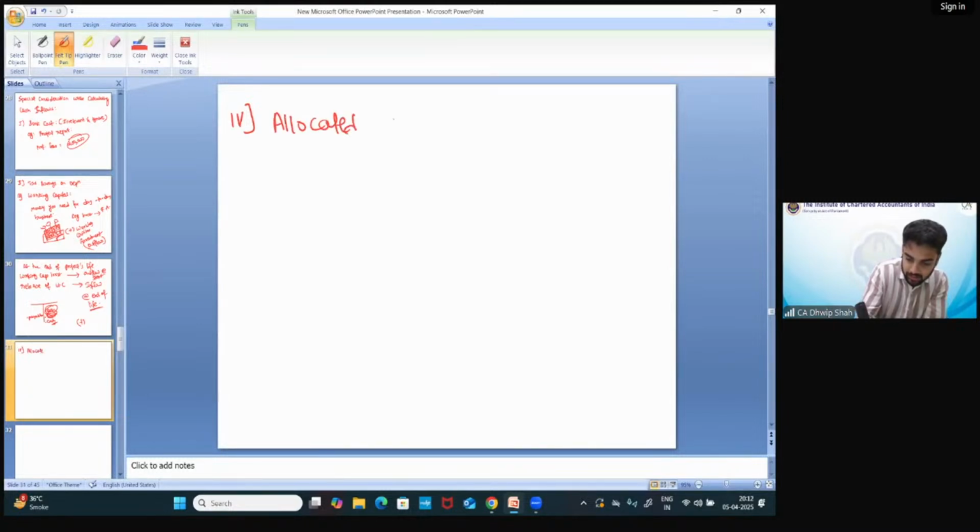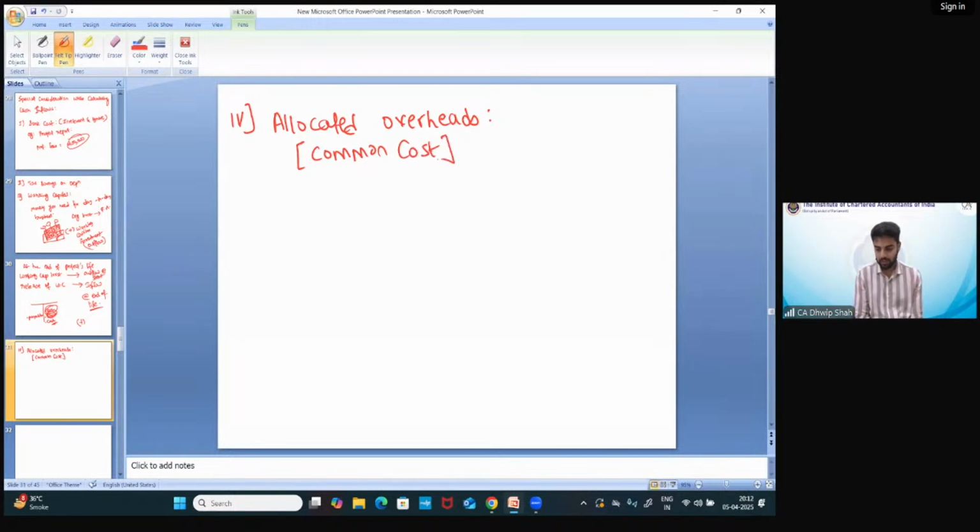Fourth, important: allocated overheads. Okay? See, capital budgeting is project specific, and all the calculations are project specific. Now, what do you mean by allocated overheads? You would have heard this term in your cost management paper. What do you mean by allocated overheads, or in other words, common cost, common overheads? Tell me. Have you heard of this term before?